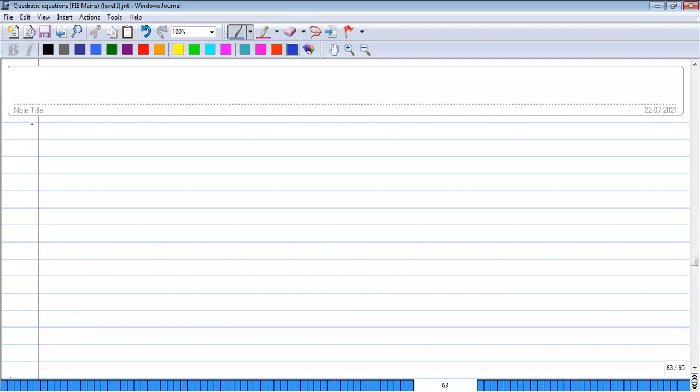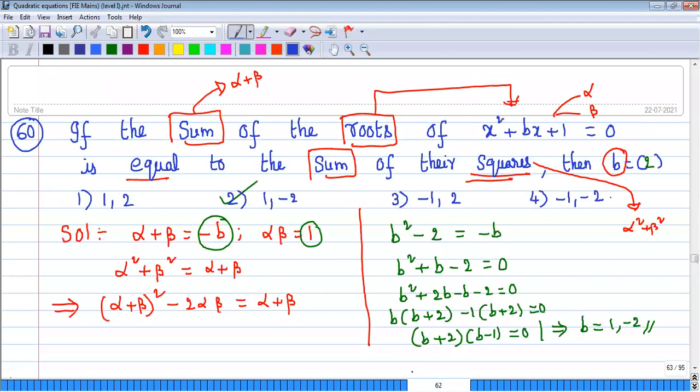Number 61. Sir, show the previous page. Okay, sir.